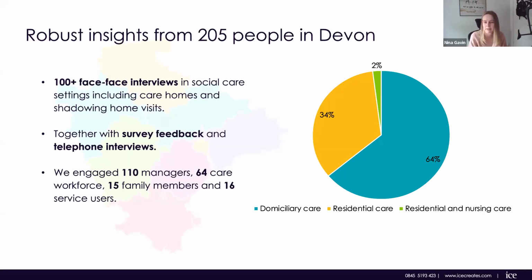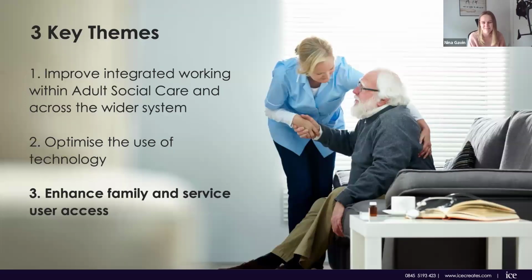By shadowing a domiciliary care worker, being in care homes and speaking to residents there to really get that breadth of view. And we do very much pride ourselves on reaching some of those cohorts that often go unheard in typical public consultations and research. So a really robust sample of over 205 people. Next slide, please.